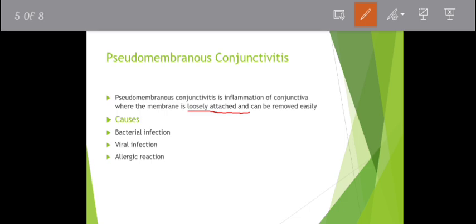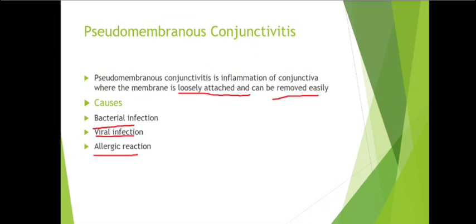Because removal is easy, there is no bleeding in pseudomembranous conjunctivitis, and we can see the membrane without touching. There is just a loosely attached layer there. The causes may be bacterial infection, viral infection or allergic reaction, it may be anything.